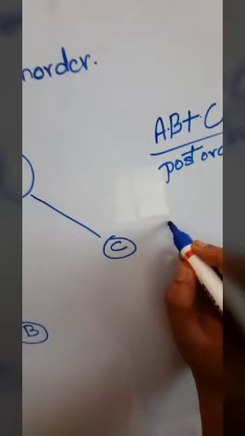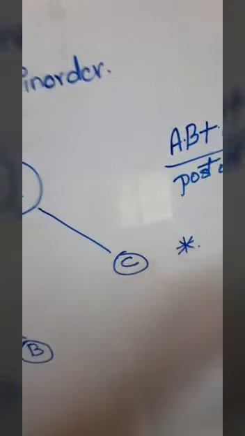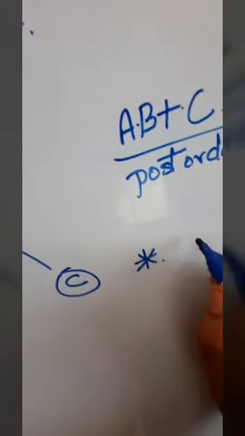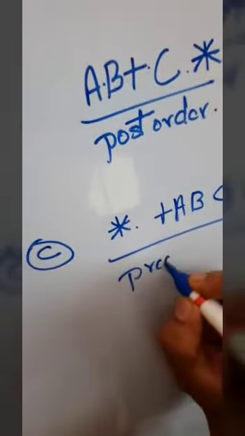Done. Now whatever expression we have written like this, if we write it in another format, it becomes the pre-order. So the expression becomes star, then plus A B, and C. So this is the pre-order.